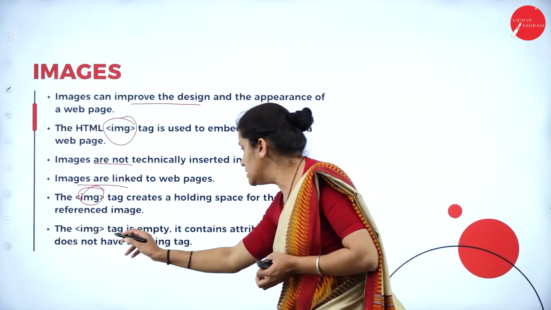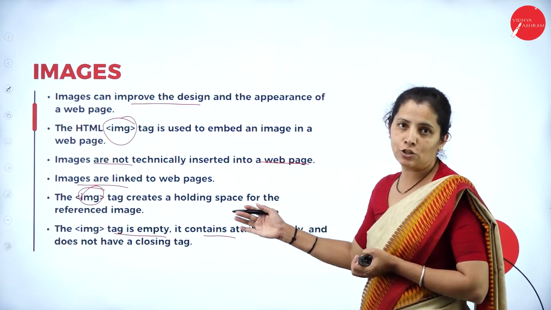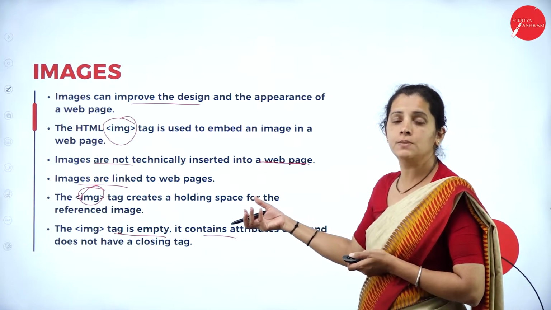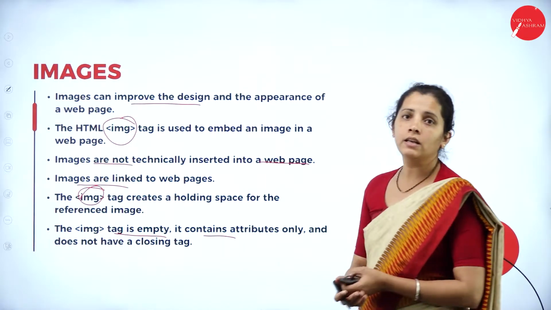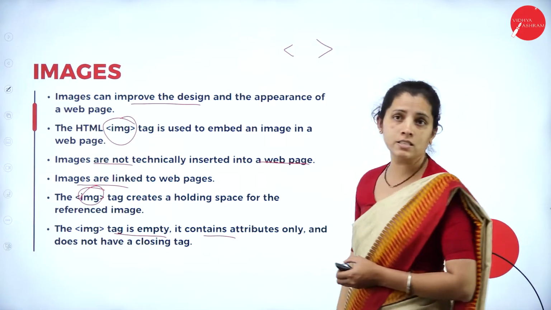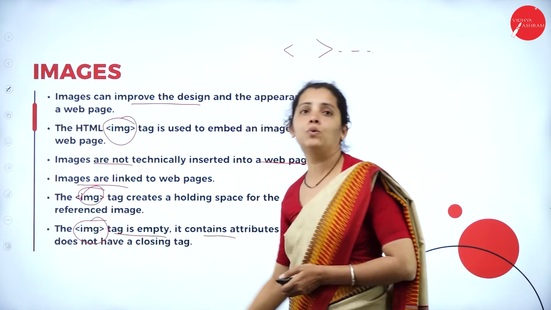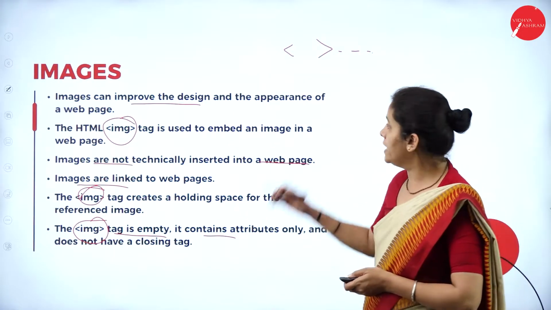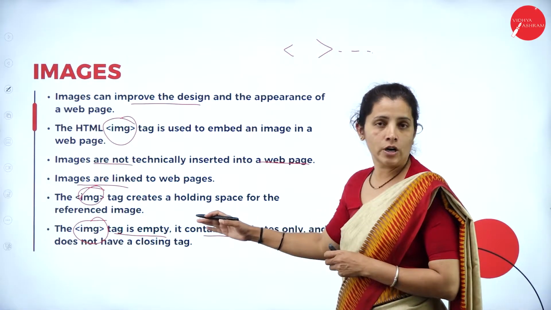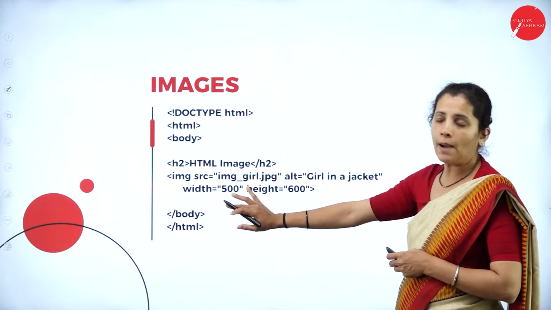Now, the image tag is empty, and it contains attributes only. If the image does not exist, then I can display the alternate text. Okay, fine. Now the question arises: in HTML, if a tag starts, then I must close the tag. But if I consider image, I don't have any closing tag. Each tag must normally have a pair, opening and closing, but the image tag does not have any closing pair. Okay, fine. This is the simple code I'm going to have.